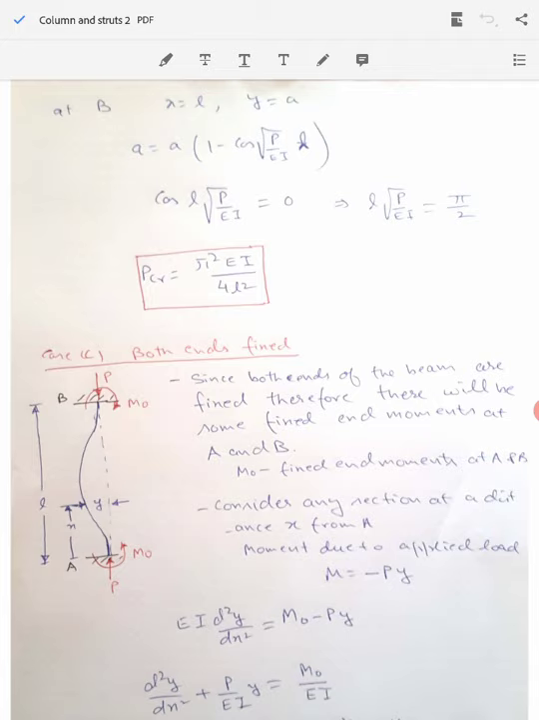So that means if the width B is much bigger than the depth of the column, then it will buckle about the axis given by the formula BD cube by 12. We can calculate that moment of inertia, not DB cube by 12, because it will give a higher value of I.